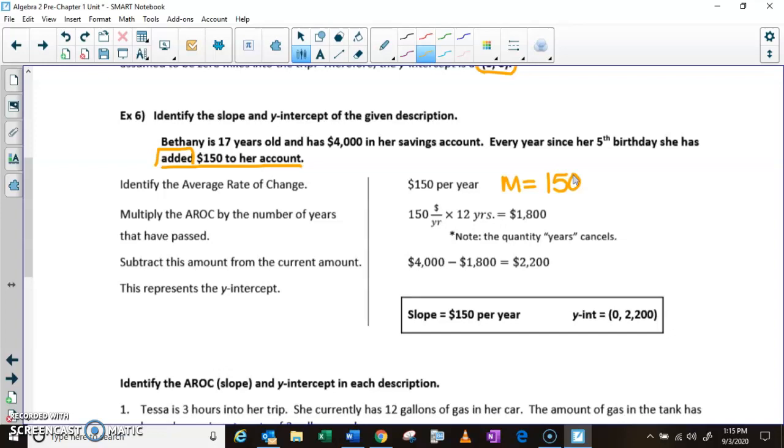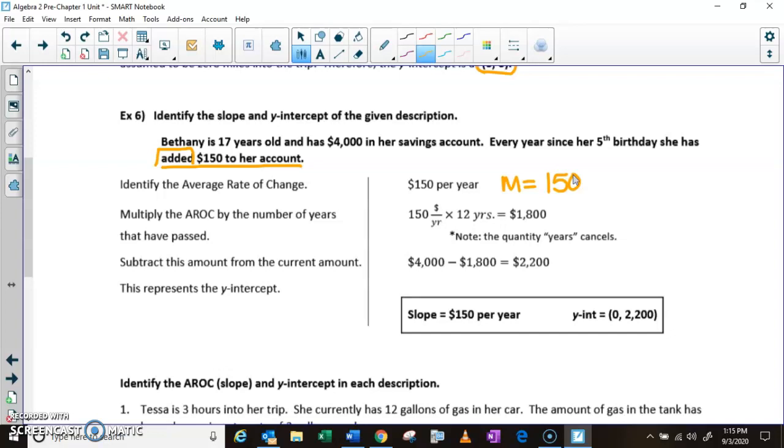Now to find my starting point, to find my y-intercept, I don't know how much her account started with when it had first opened. They don't give us that information. So in this case, we need to calculate that information. We just know that she's 17 years old and she has $4,000 in her account. We know her account began when she was 5 years old. So how much did it open with?